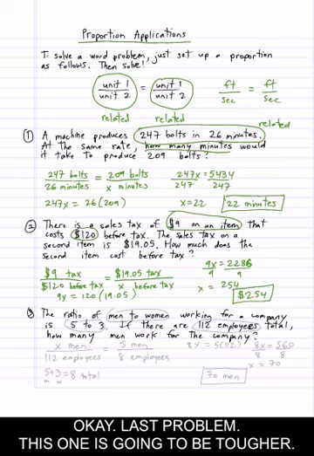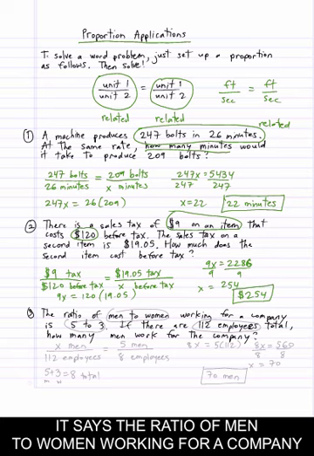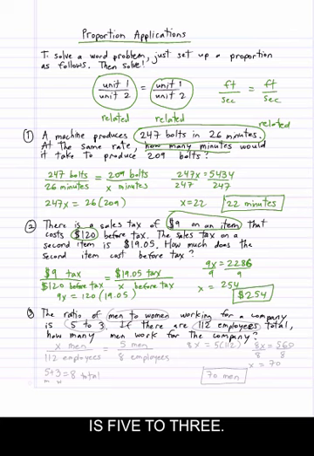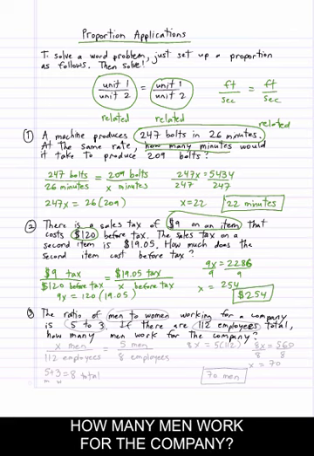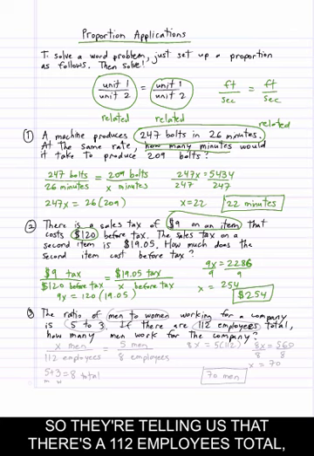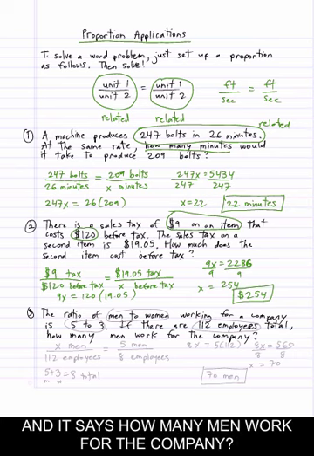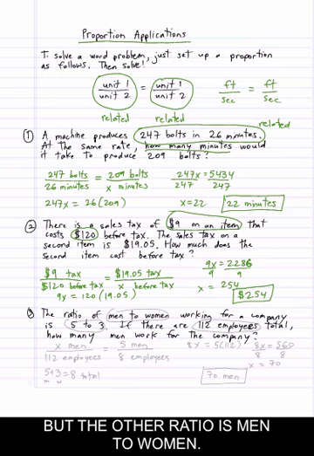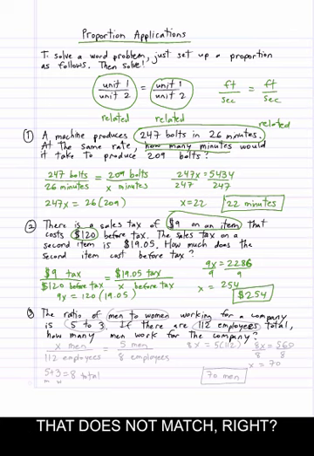Okay, last problem. This one's going to be tougher. It says the ratio of men to women working for a company is 5 to 3. If there are 112 employees total, how many men work for the company? So they're telling us that there's 112 employees total. And it says how many men work for the company. But the other ratio is men to women. That does not match, right?